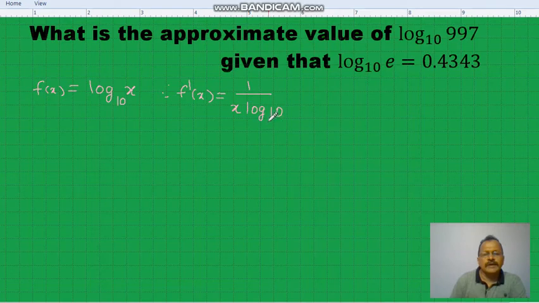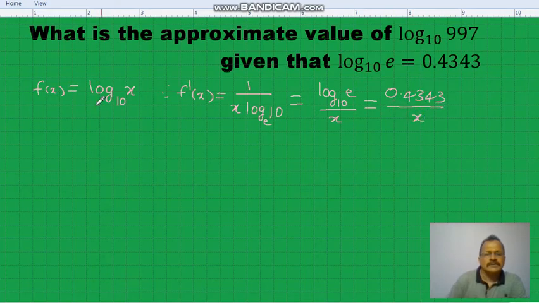Log 10, when I write it, is to the base e. So this is equal to log e to the base 10 divided by x. I have used the change of base rule. This is equal to log e, given value 0.4343, divided by x. This is f(x) and this is f'(x).